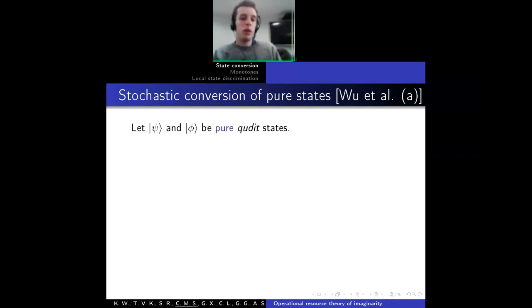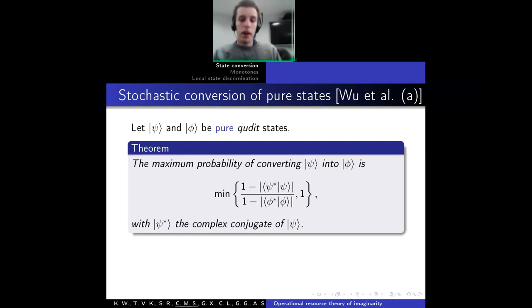Okay? So in this case, we were able to find a closed formula for the maximum conversion probability of any pair of pure states in any dimension. And it's given, again, by an expression containing a denominator here, so we have to use the same convention. Essentially, this maximum probability is given by the minimum between two numbers, one concerning the inner product between psi and its conjugate, conjugating all the coefficients in that fixed basis, and one, because the first term here can also be greater than one in principle.